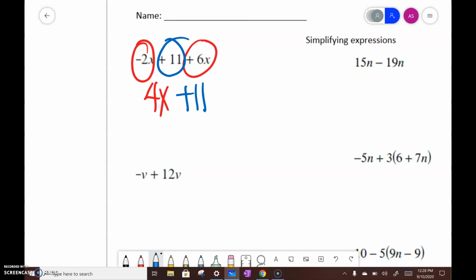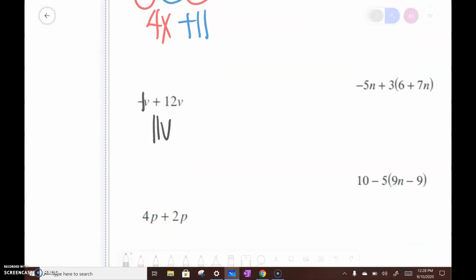That's it. Okay, let's look at this next one. So here I have this negative v by itself. Whenever you have a variable by itself, it's an imaginary one there. So if you need to write in the one, write it in. If not, then you don't have to. And since I have a negative, that's going to be negative 1. So I have negative 1v plus 12v. That's going to give me 11v. Okay, let's go ahead and move on to the next one.